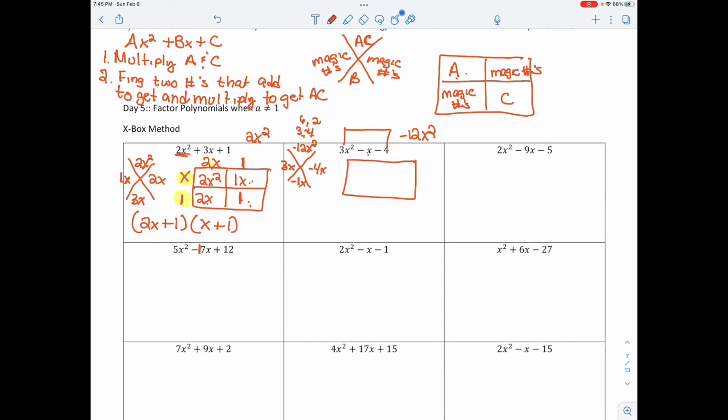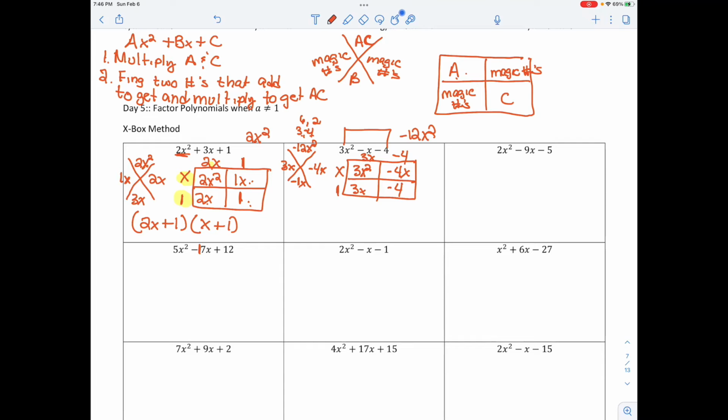And then I set up my box. Remember, I put A in the top left. In the bottom right, I put C. And I put my magic numbers in between. Okay? All right, so what's the GCF between 3x squared and 4x? Simply x. What's the GCF between 3x and negative 4? 1. What's the GCF between 3x squared and 3x? 3x. What's the GCF between negative 4x and negative 4? It would be 4.